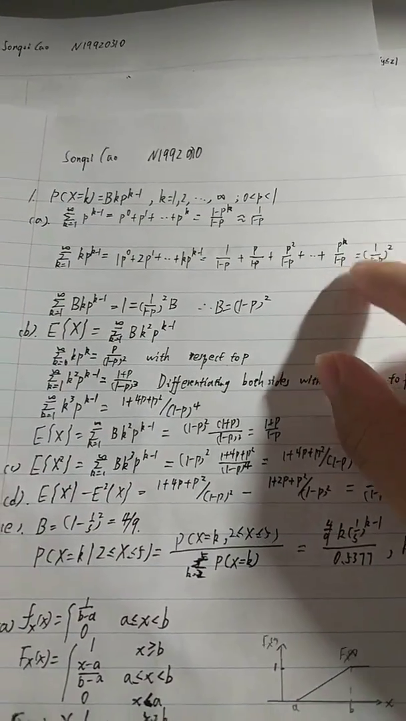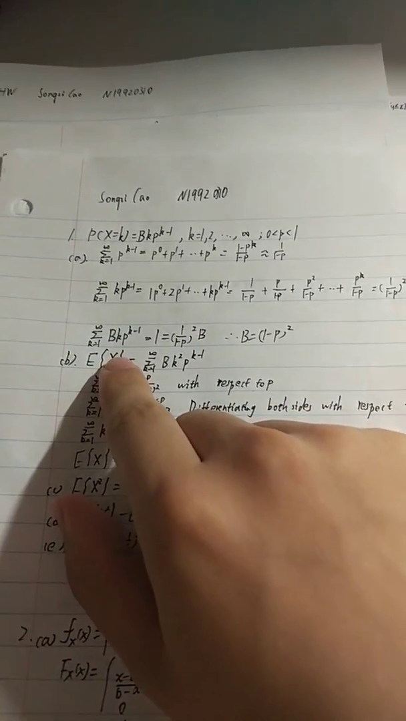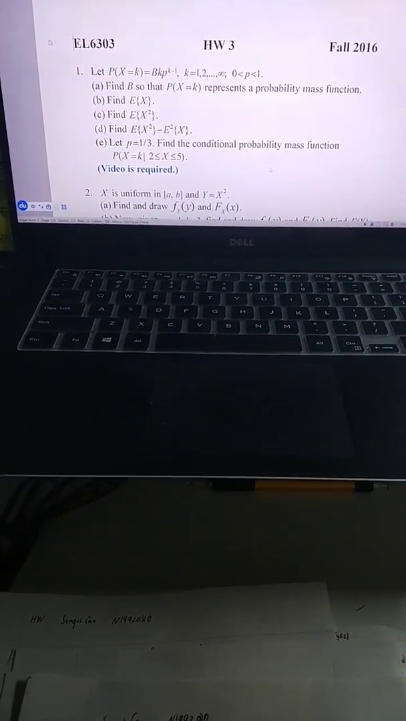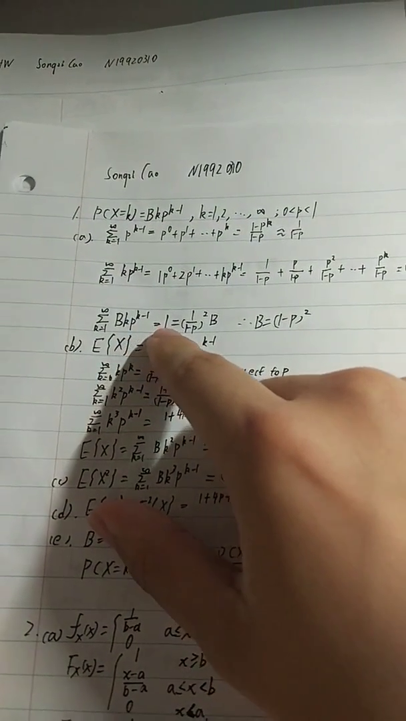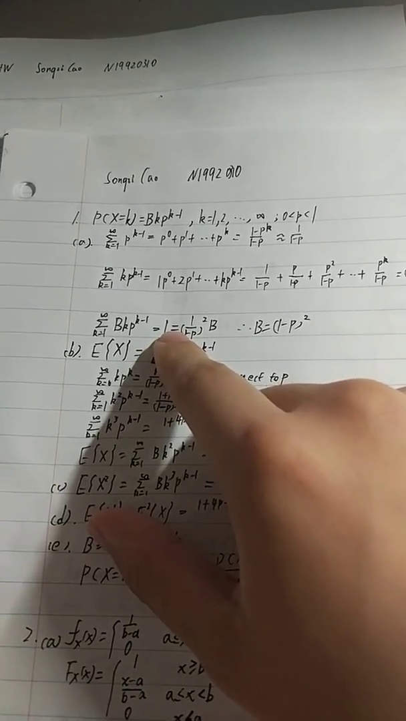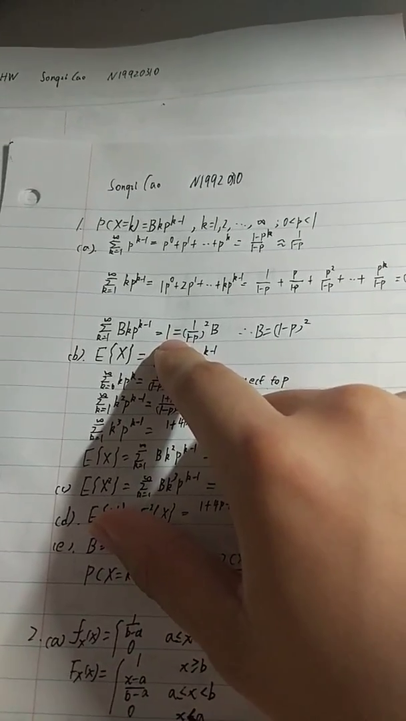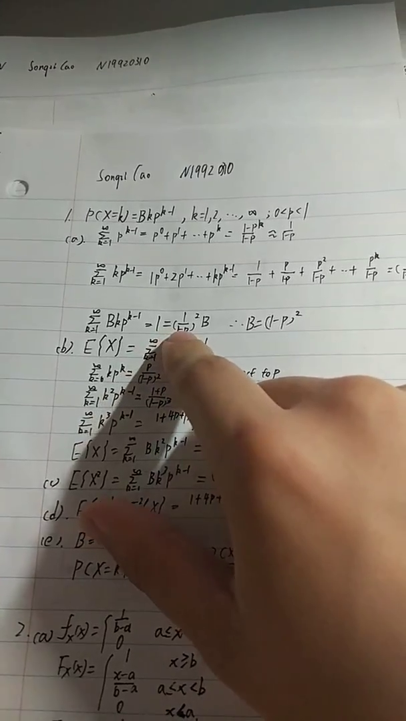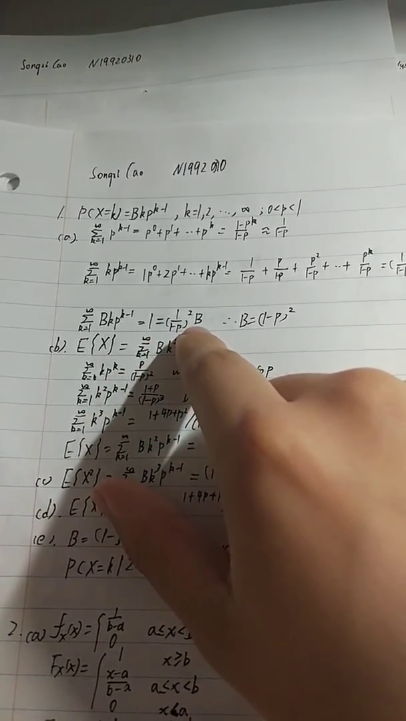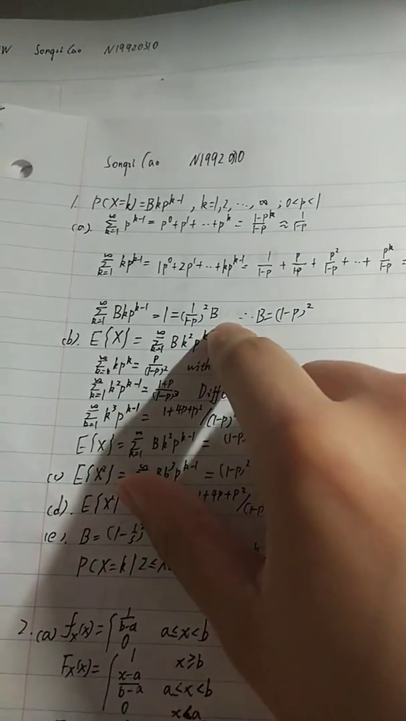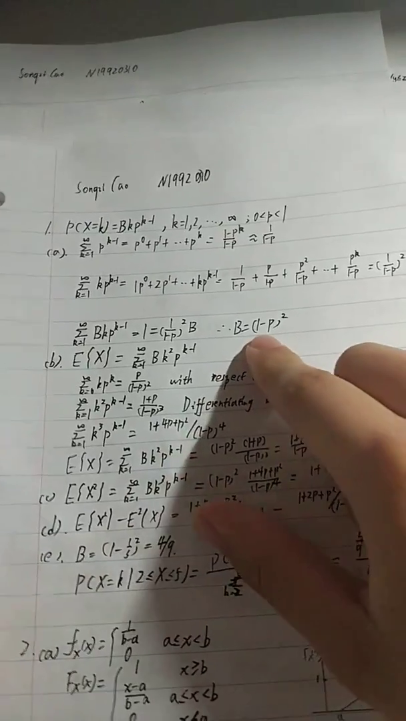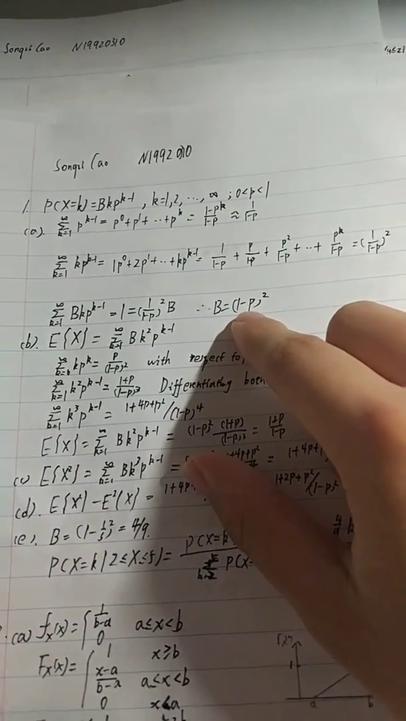Then, because we want this to represent a probability mass function, the sum of this equation equals 1, because total probability must be 1. So 1 equals 1 over (1 minus p^2) squared, multiplied by b. So b equals the square of 1 minus p^2.